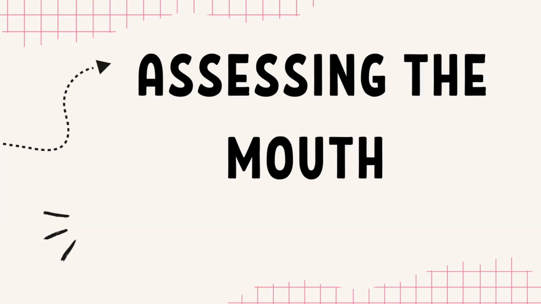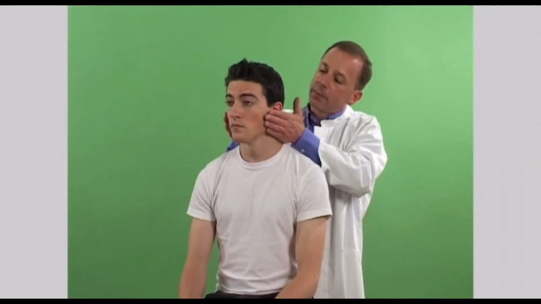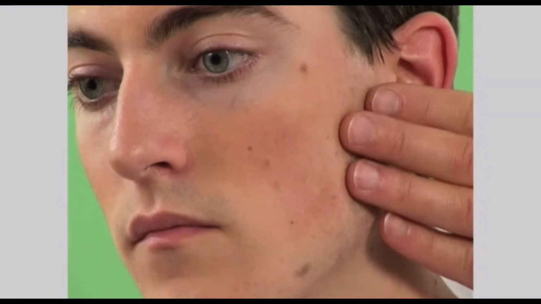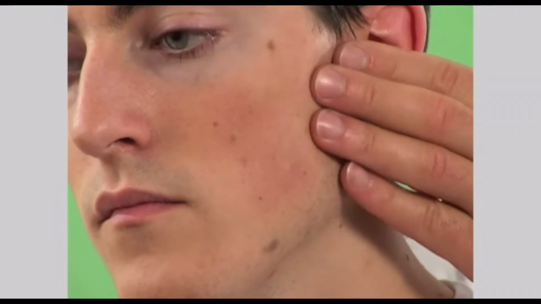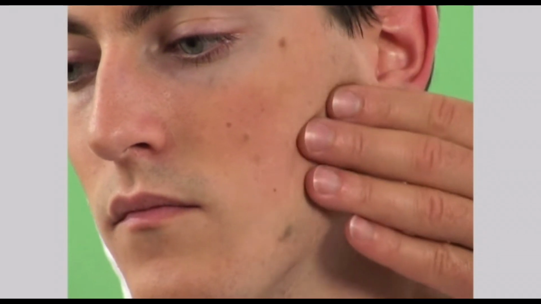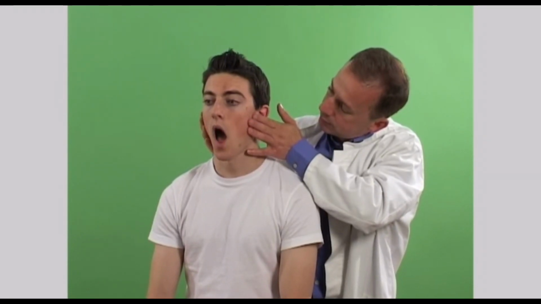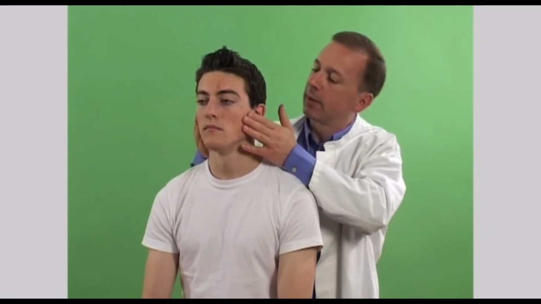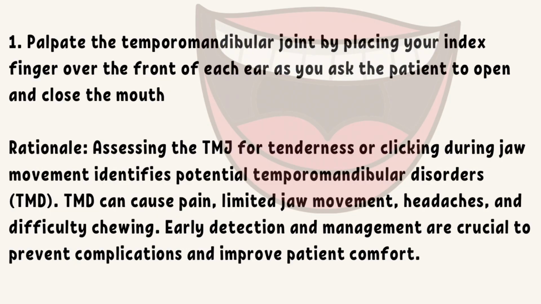Assessing the mouth. 1. Palpate the temporomandibular joint by placing your index finger over the front of each ear as you ask the patient to open and close the mouth. Rationale: Assessing the TMJ for tenderness or clicking during jaw movement identifies potential temporomandibular disorders, TMD. TMD can cause pain, limited jaw movement, headaches, and difficulty chewing. Early detection and management are crucial to prevent complications and improve patient comfort.